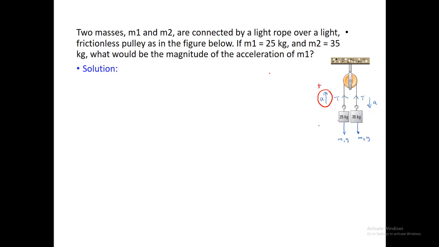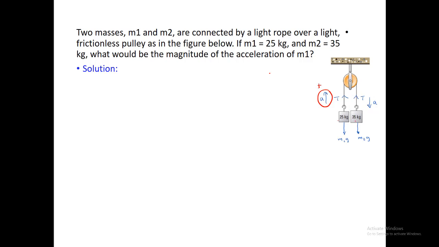That should be plus. The other one, the 35 kilogram, is also affected by two forces. Its weight M2G, 35 times G, downward, and the tension force is upward. Since the rope is so small, in our problems we can ignore the mass of the rope, we will assume that the two tension forces are the same. Otherwise we'll be having a problem. So our assumption here is that the two tension forces are the same. The two pull each other. The tension here is the same as the tension here.